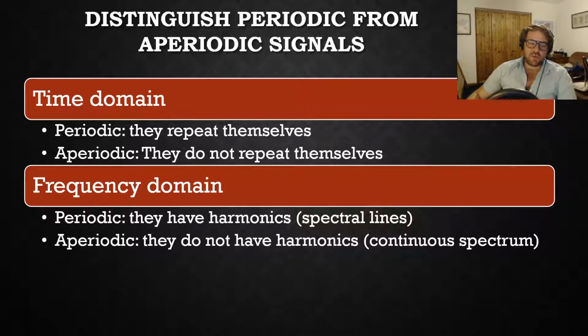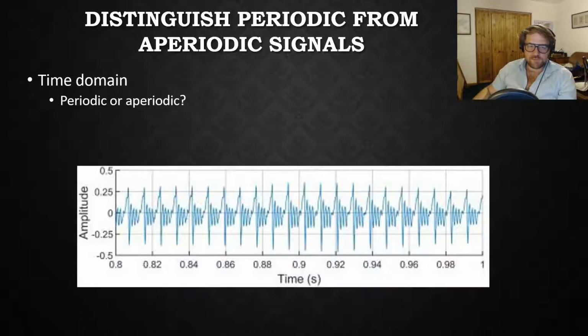In the frequency domain, periodic signals are going to have spectral lines, like lines in the spectra. And aperiodic signals are either going to have a flat line, just continuous, or they'll have some lines, but they're just kind of jumbly, just garbage everywhere. No perfect fingers of harmonics and fundamental frequencies.